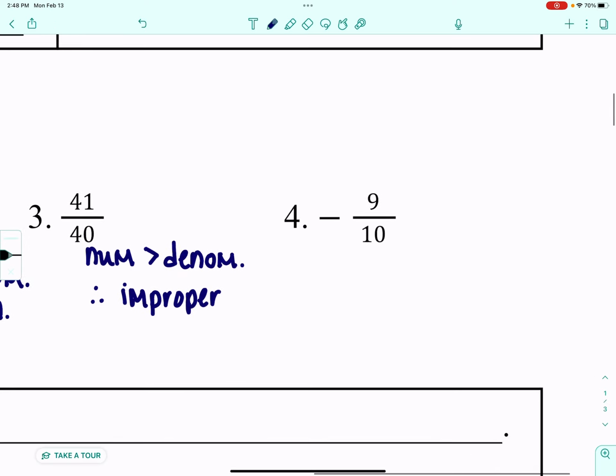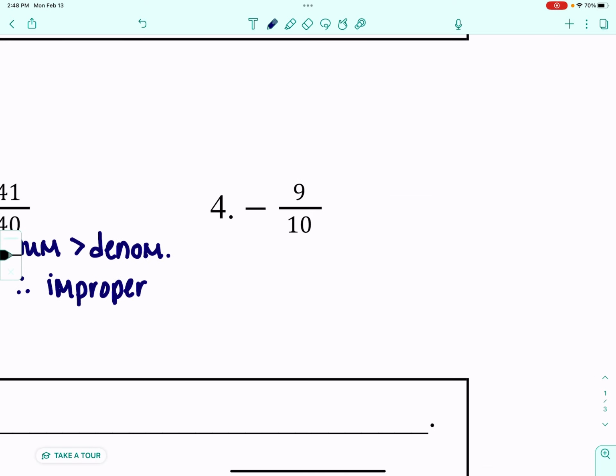And if I look at the last one, I don't care about that negative sign. It makes no difference whether your fraction is positive or negative when you're looking for proper or improper. All I need to know here is that the numerator, the 9, is less than the 10. That means this is a proper fraction.